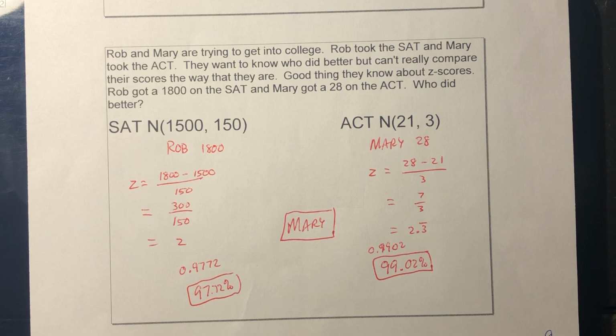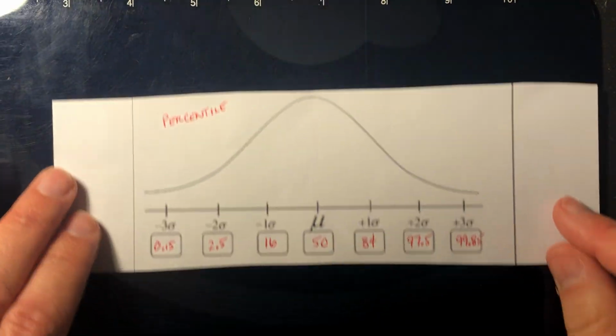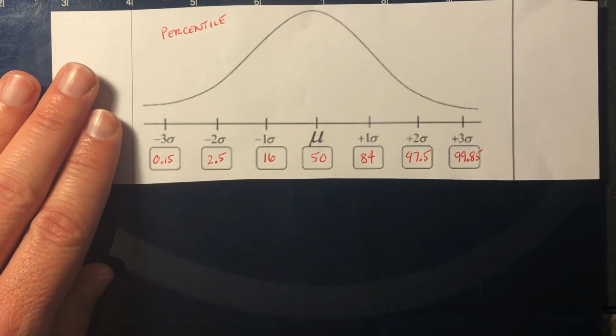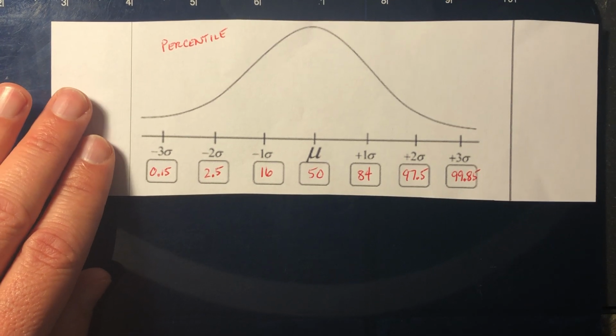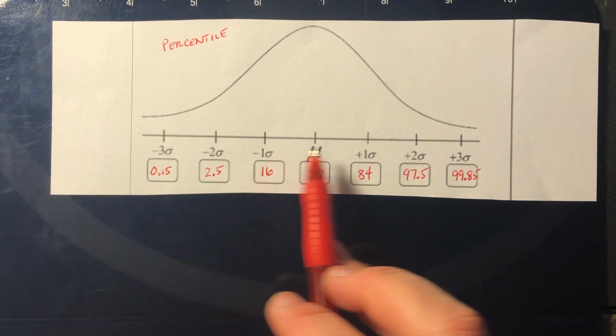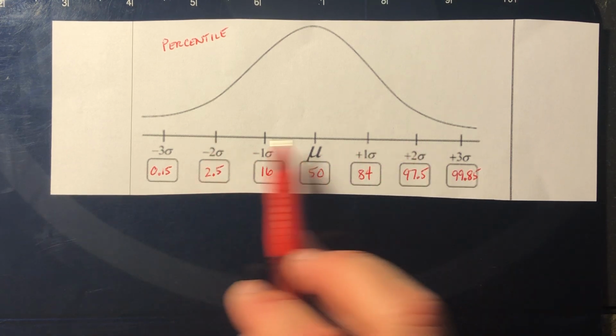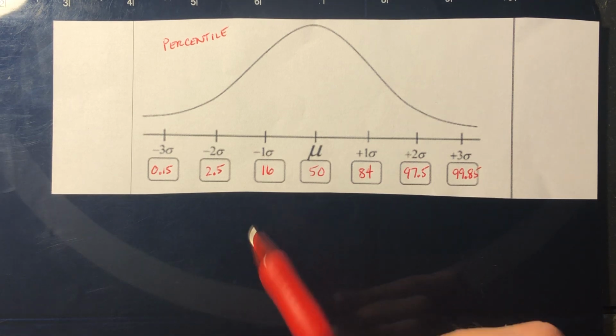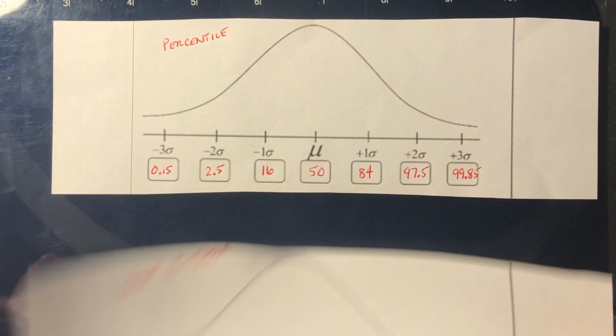All right, now, last class we talked about percentiles. So remember we talked about the middle 68, the middle 95, the middle 99.7. So these are percentiles from the empirical rule.